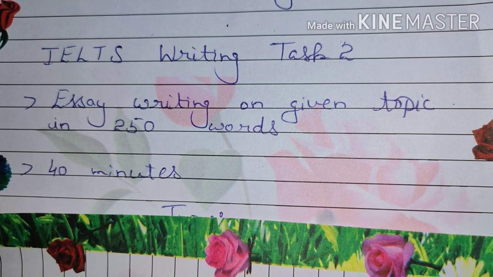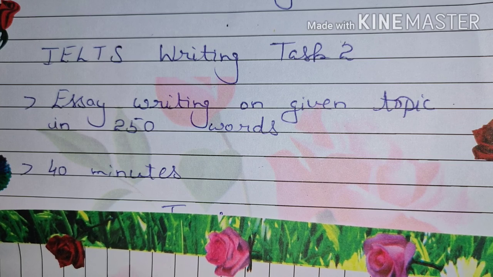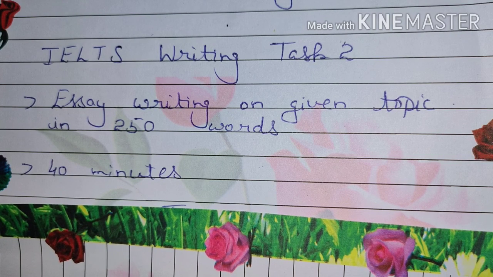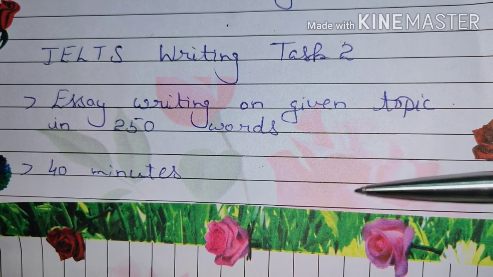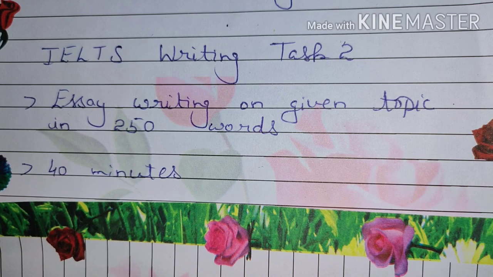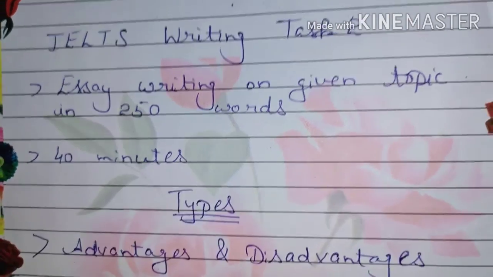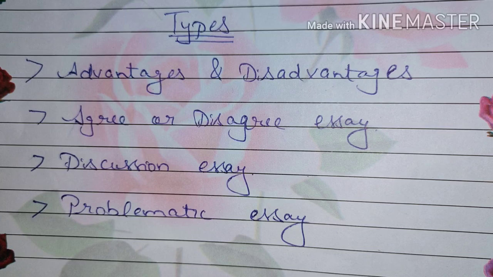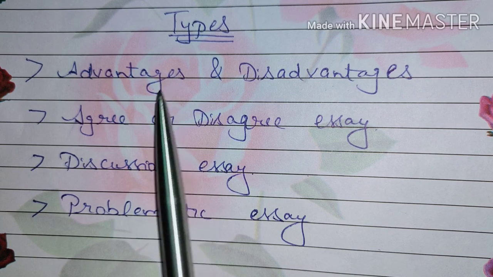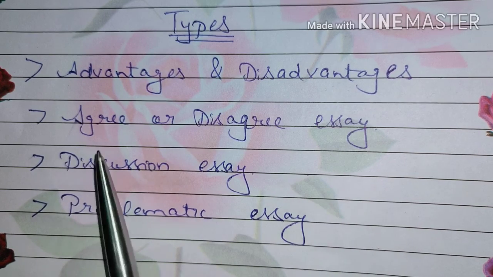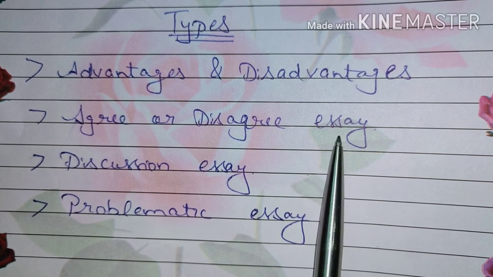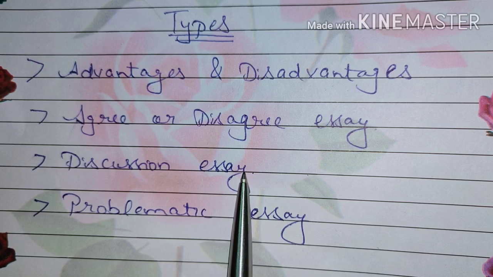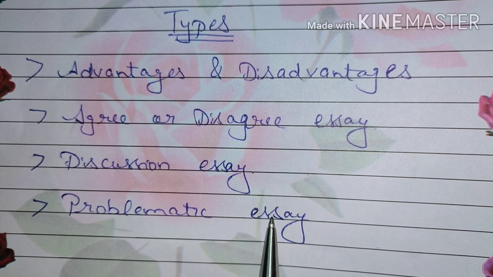So it is generally suggested that you should spend 20 minutes on writing task 1 and 40 minutes on writing task 2. So today we are discussing writing task 2. So let's discuss its types. Well, if we talk about its types, then generally there are 4 types of essays in your writing task: advantages and disadvantages, agree or disagree essay, discussion essay, or problematic essay.